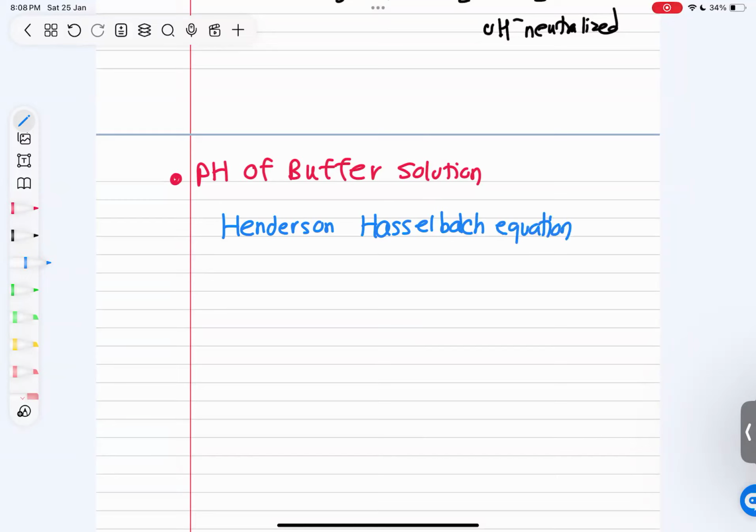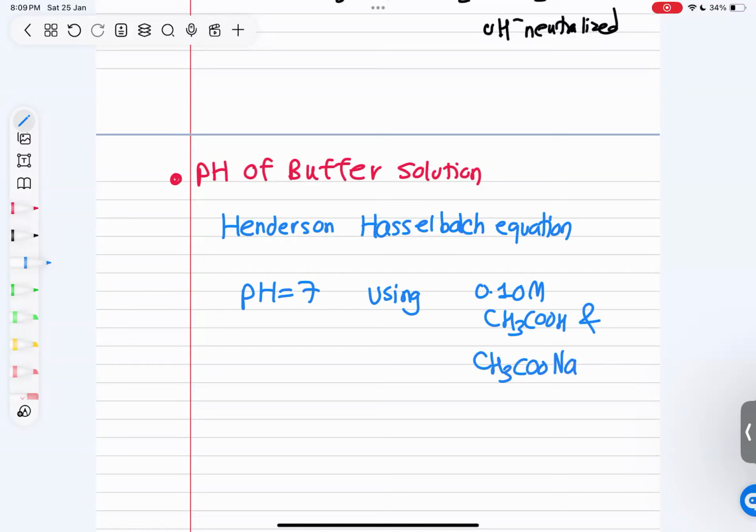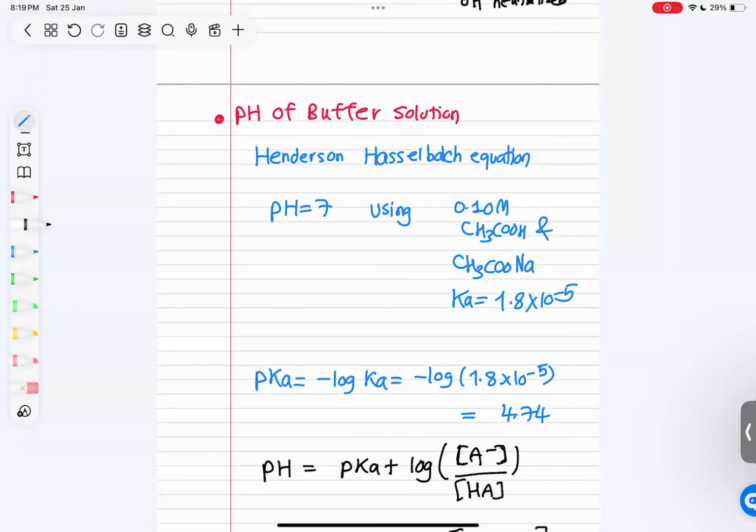For example, if I am asked to prepare a buffer with pH equal to 7 using a solution of 0.1 molar CH3COOH and CH3COONa, and the Ka of this weak acid is equal to 1.8 multiplied by 10 to the power of negative 5. In this equation, I have the pH of the solution that I need to make using two solutions, 0.1 molar of the acid and 0.1 molar of its salt or its conjugate base.